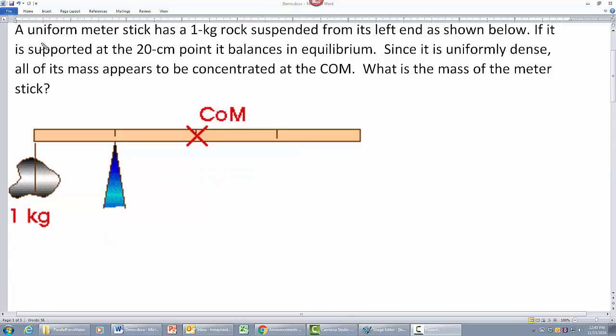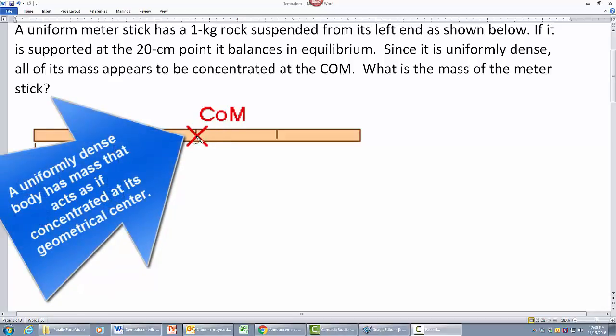Demonstration problem. A uniform meter stick has a 1 kilogram rock suspended from its left end, as shown below. If it is supported at the 20 centimeter mark, it balances in equilibrium. Since it is uniformly dense, all of its mass appears to be concentrated at the COM, or center of mass, or center of gravity. That would be at the 50 centimeter mark.